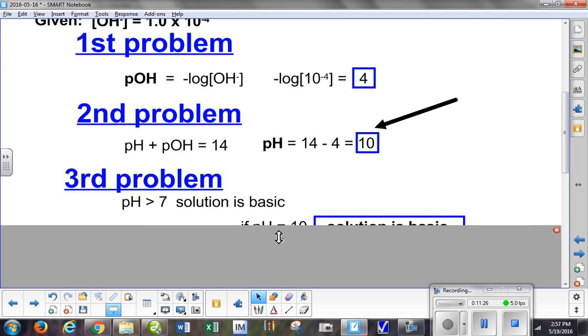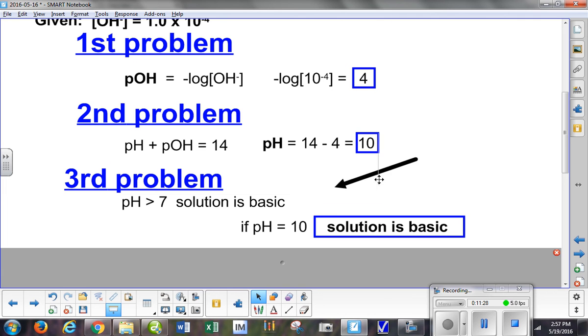Next, this pH is actually greater than 7. So we're going to use this as our reason. pH greater than 7, solution is basic. And then you put a box around this, and you know that this is a basic solution as your answer.